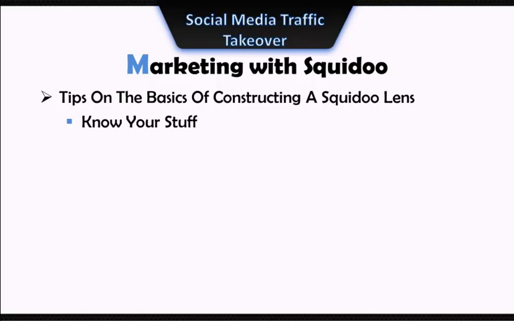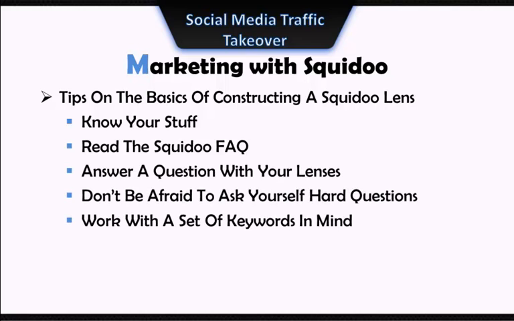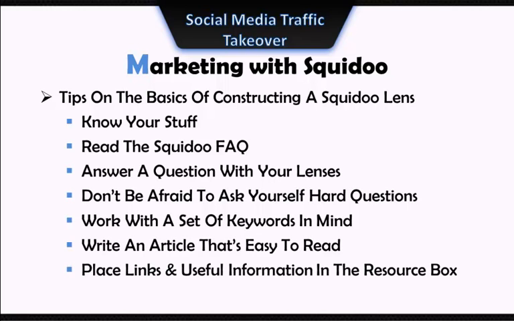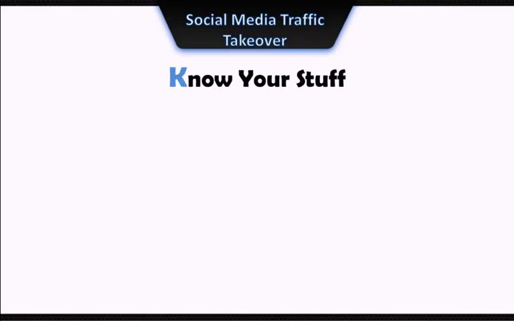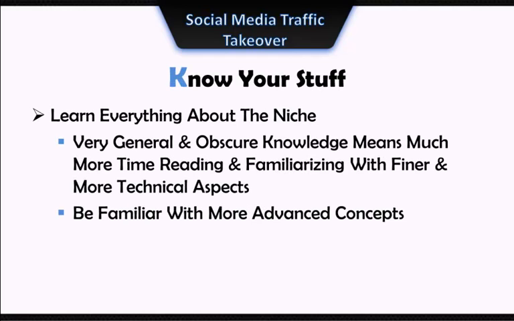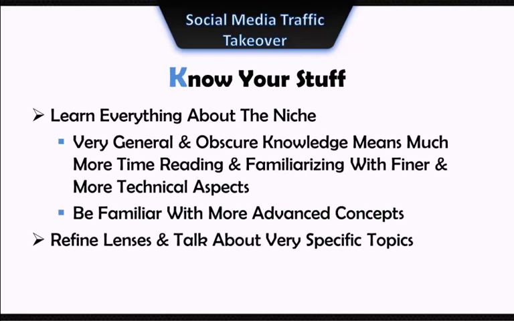Know your stuff. The first thing you need to do, even before you think of writing a Squidoo lens, is to learn everything you can about your particular niche. If you have a very general and obscure knowledge of your particular niche, then you have to spend much more time reading and familiarizing yourself with its finer and more technical aspects. While you're not necessarily compelled to produce thesis or doctorate level pieces on Squidoo, it does help if you are at least familiar with the more advanced concepts that you will talk about.